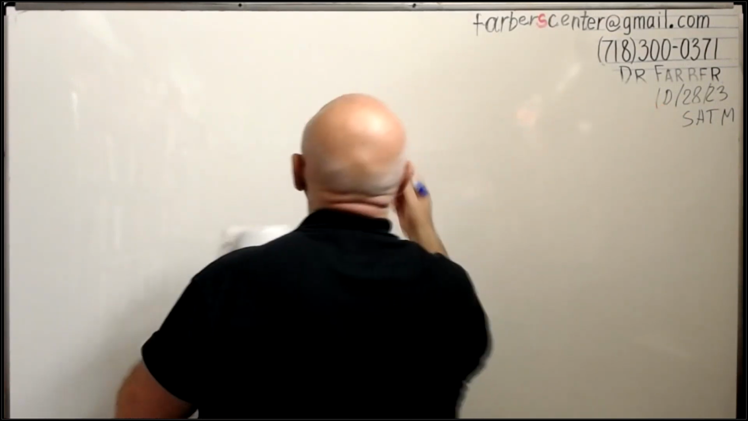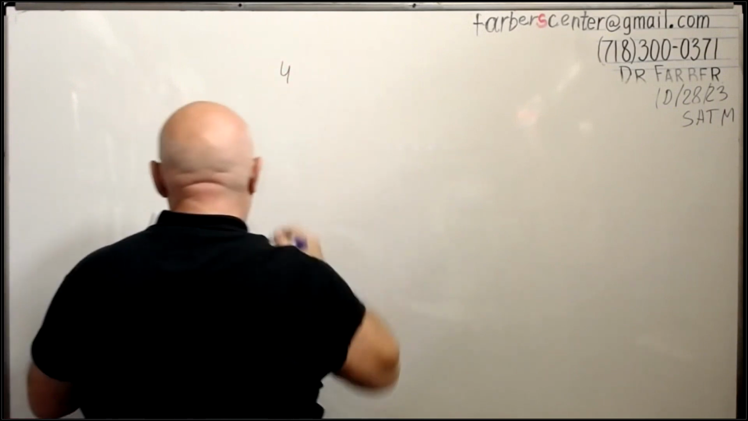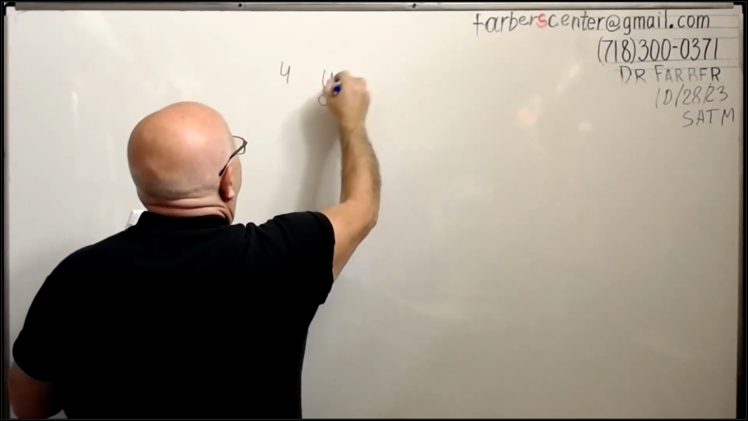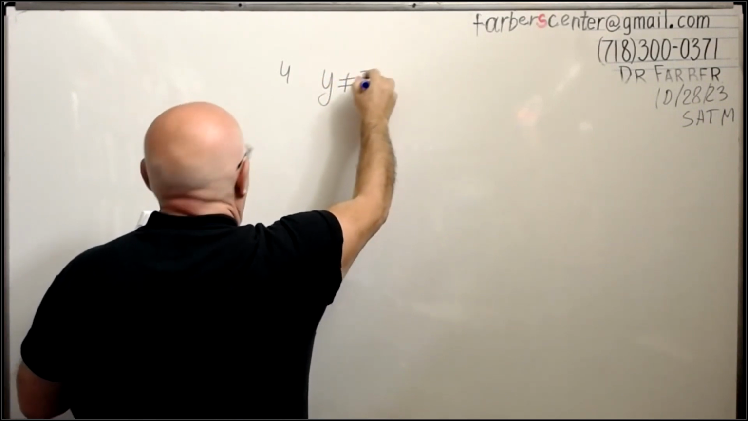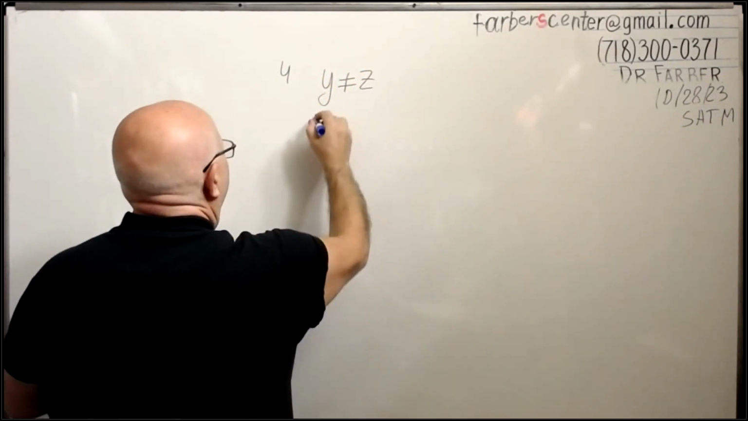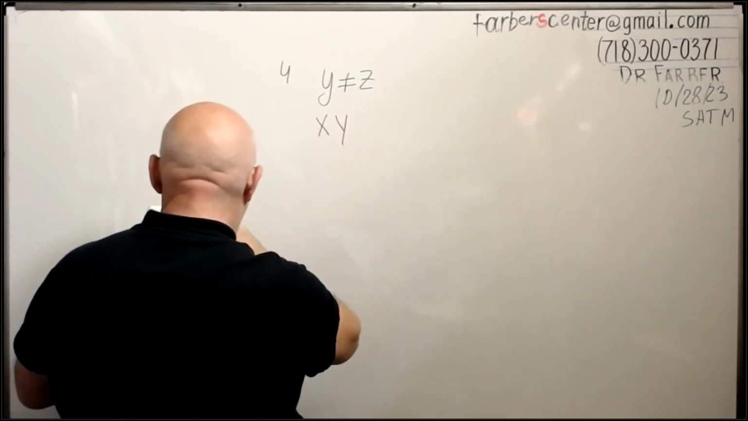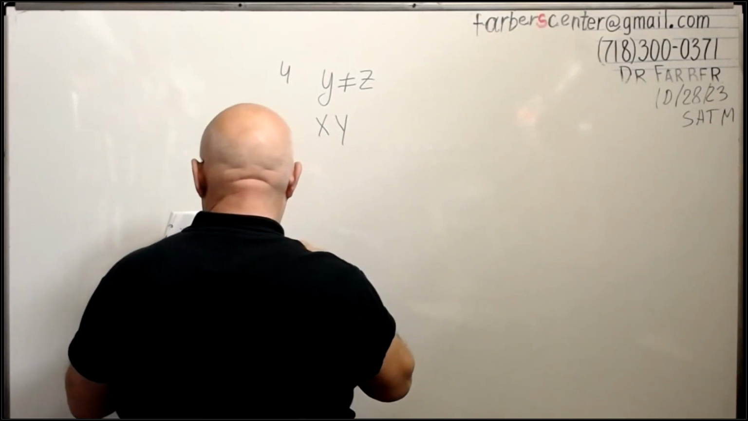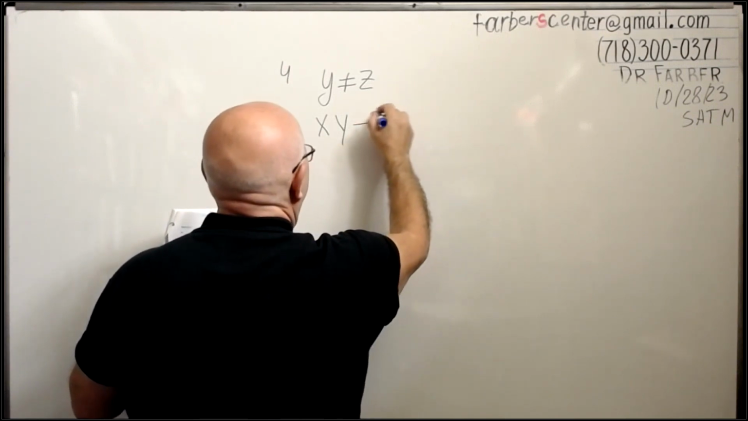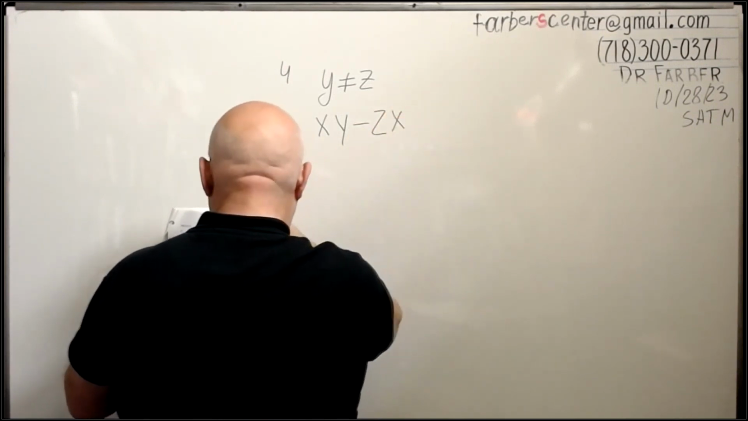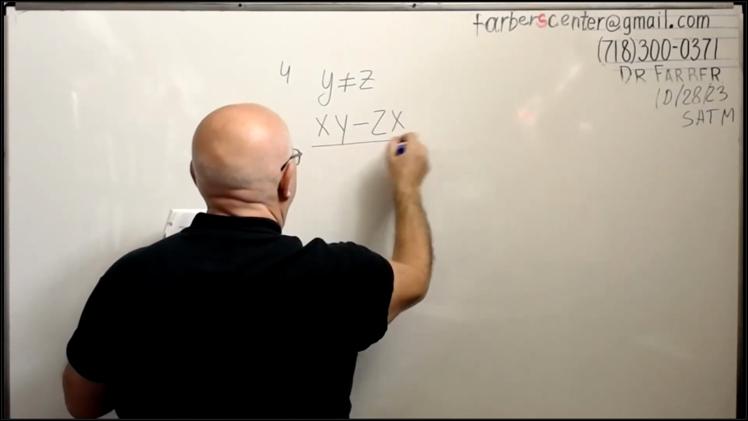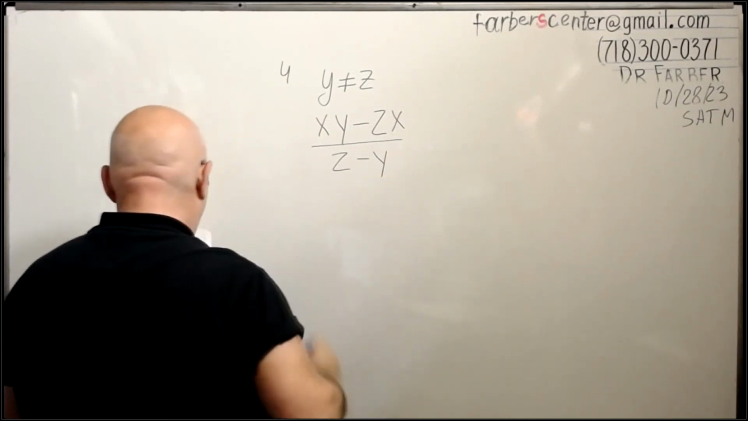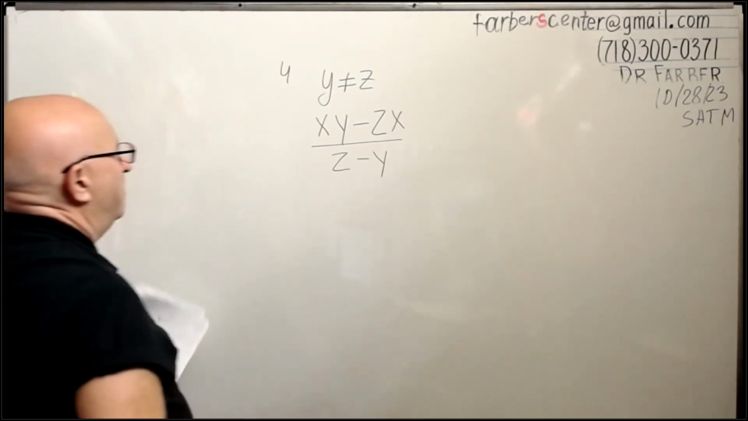For number 4, y not equals to z. xy minus zx divided by z minus y. They ask you to simplify.